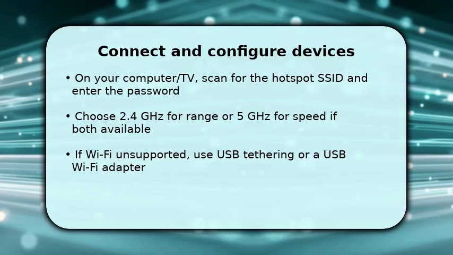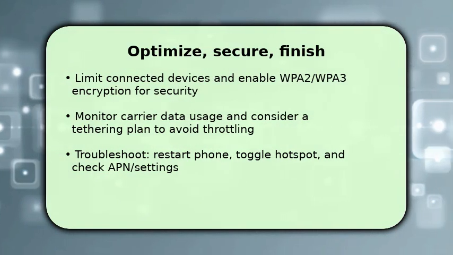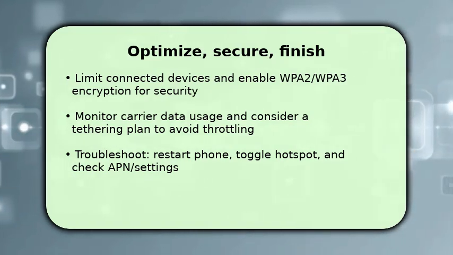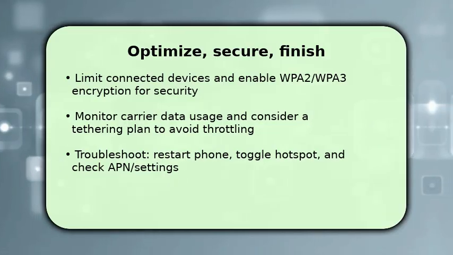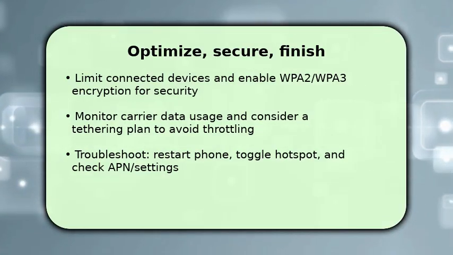Finish by hardening and optimizing the connection. Set WPA2 or WPA3, change the default SSID, and limit clients to preserve speed. Monitor cellular data so you don't blow a cap. If you expect heavy use, get a tethering-friendly plan. Once done, test speeds and move the phone to improve signal.